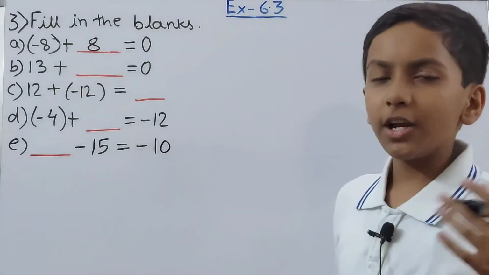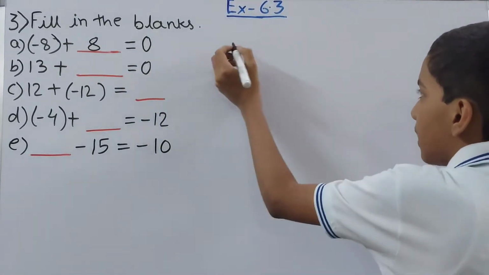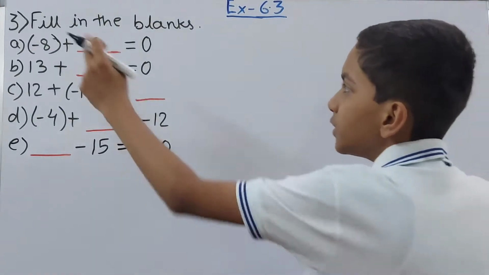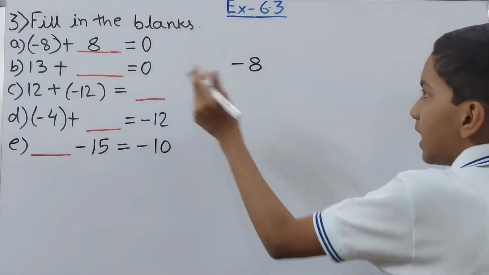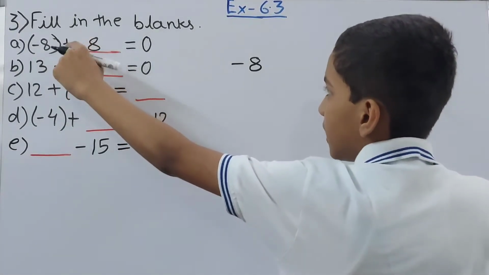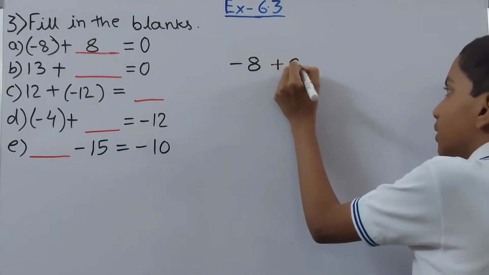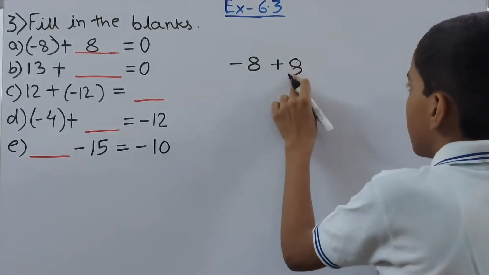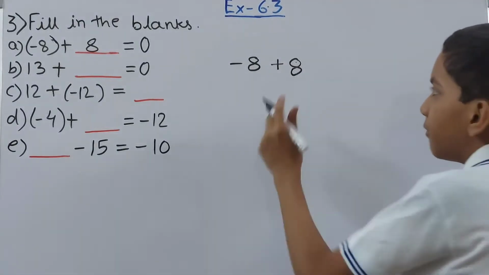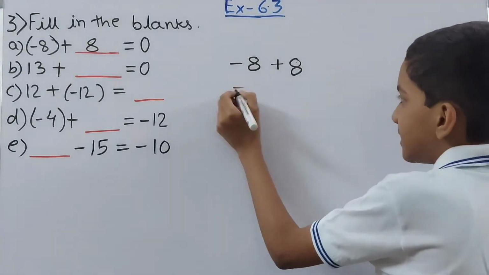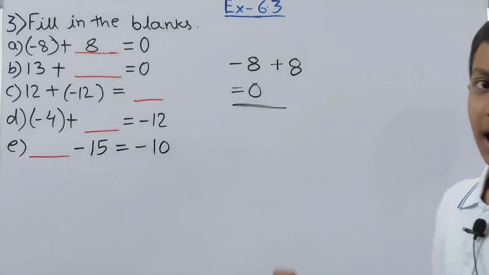Now if you are not satisfied, you can even check this and see whether you are actually getting 0 or not. As you can see, -8, we are going to open the brackets here. So -8 will be as it is, and now we have plus over here, and after -8 we have +8. So now the signs are different. That means when we subtract, 8 minus 8 is 0 only. Now as you can see here we are getting 0. That means our answer is correct.